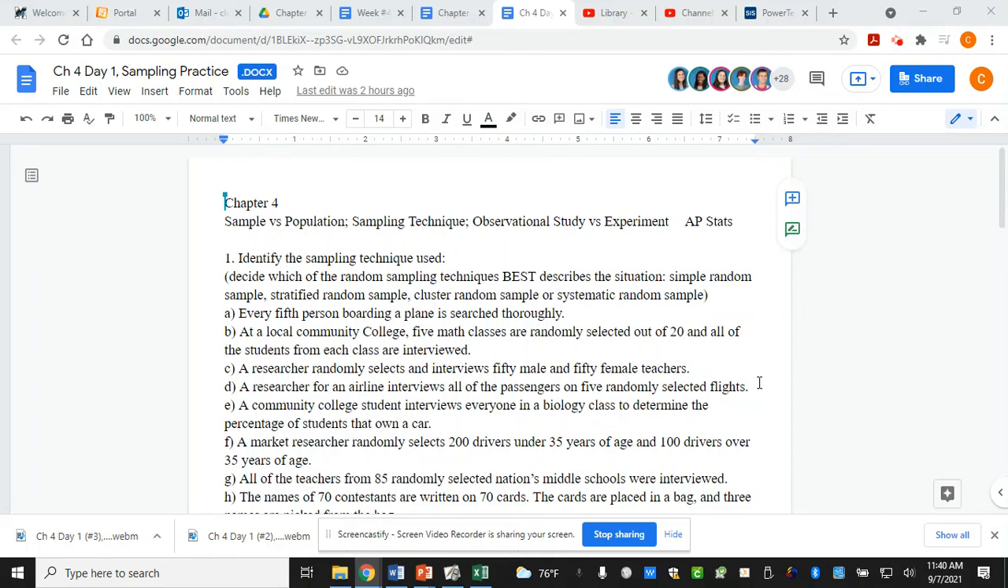A should be pretty straightforward because it says every fifth, which should pretty much tell you which kind of sample it is, which is what? Systematic. Because anytime you put them in order and then take every nth one, that's systematic.